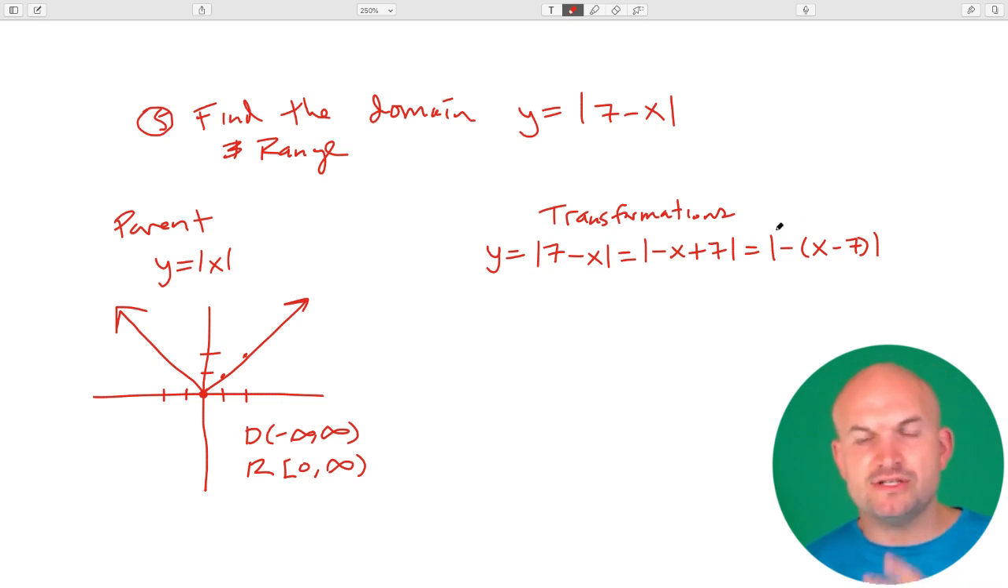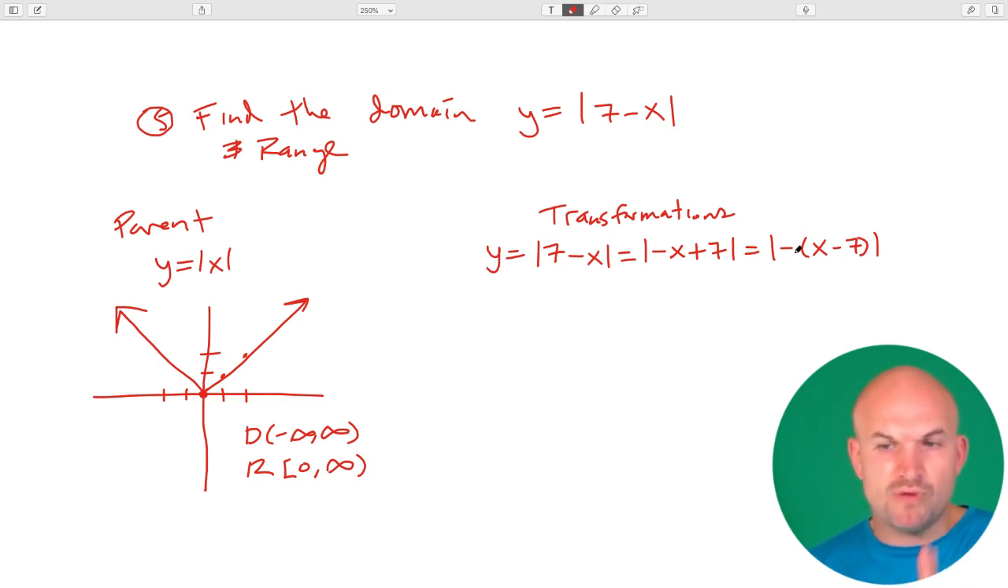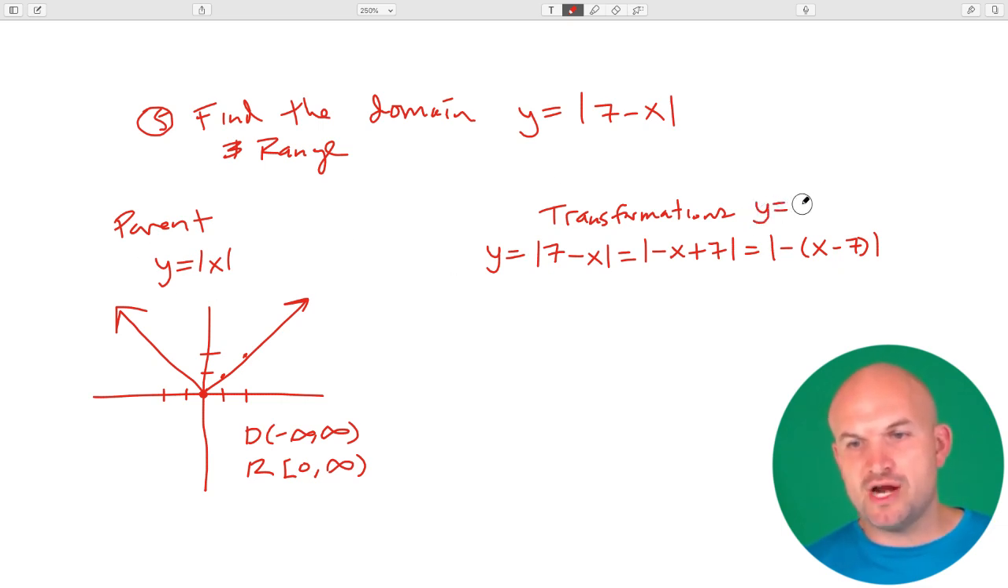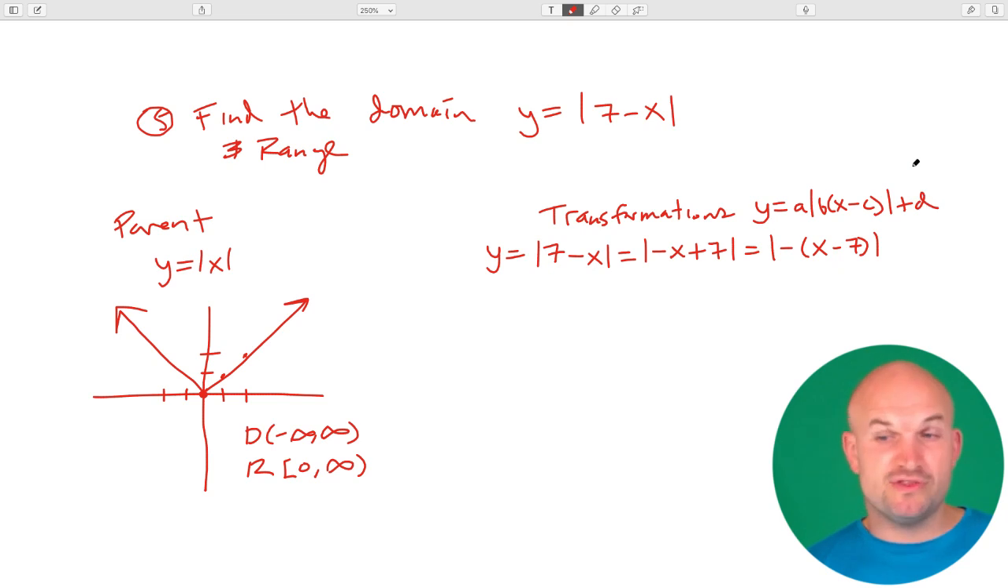What we notice is there are only two transformations going on. Our x is being multiplied by negative, and then we're subtracting 7. So we need to understand what those transformations are. To understand them, we need to know the generic transformations of any function. We can use our parent function here and say all the transformations are a times b x minus c plus d. So these are all the transformations.